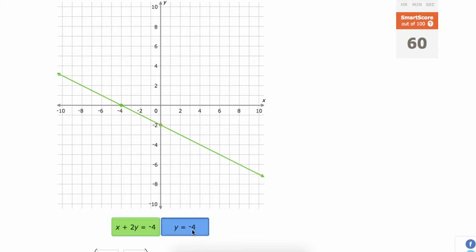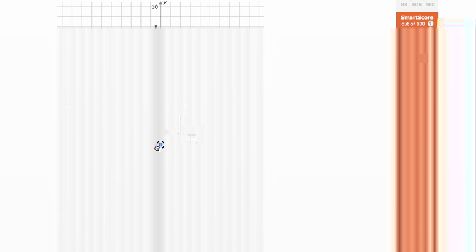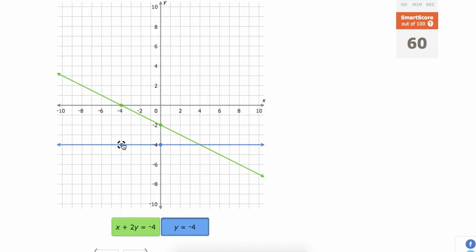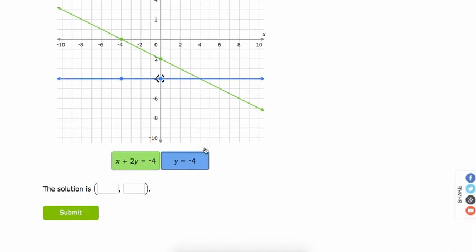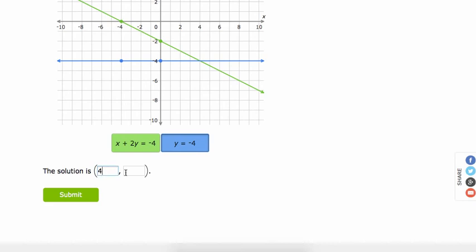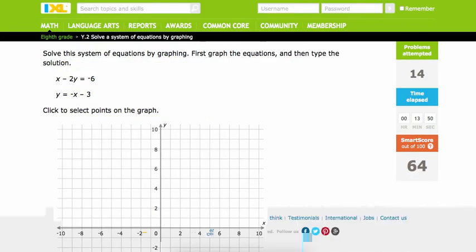And then click on the blue so I can graph my second line, which is y equals negative 4. So that means y is always negative 4. And we'll see that the two lines cross at -4, -4. And submit. And that is how you use IXL Math to solve systems of equations by graphing.